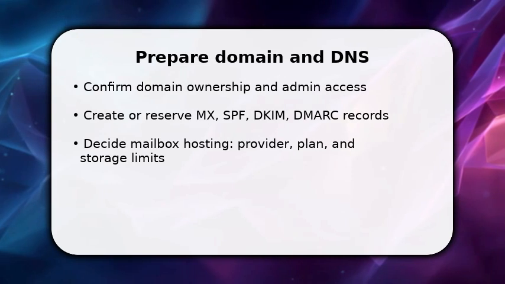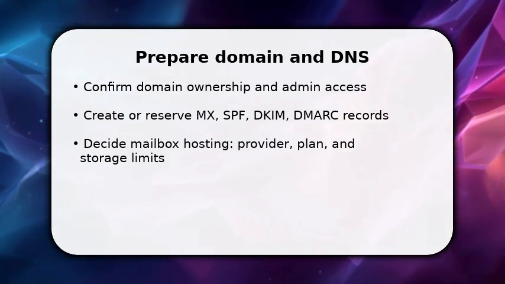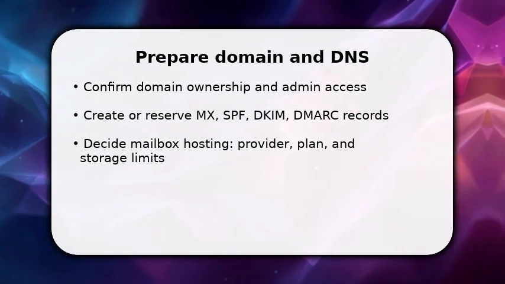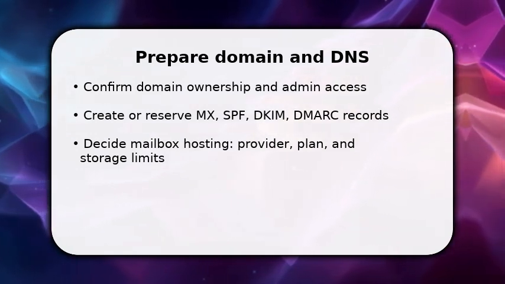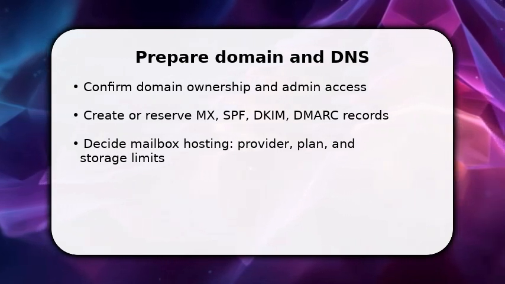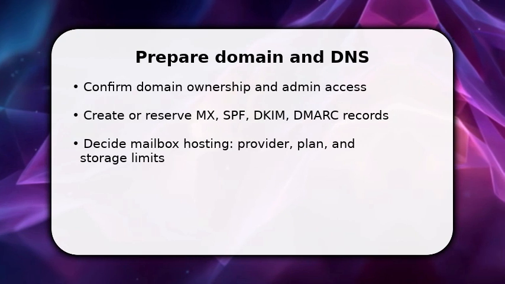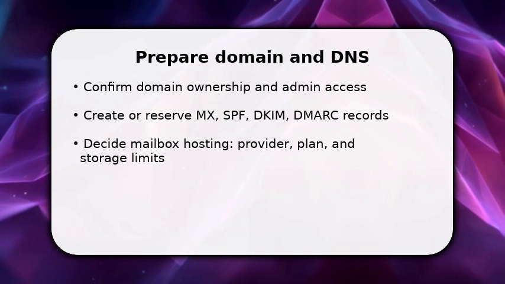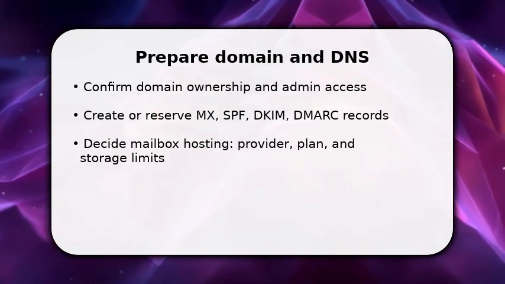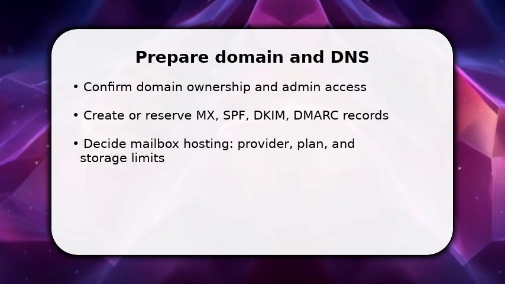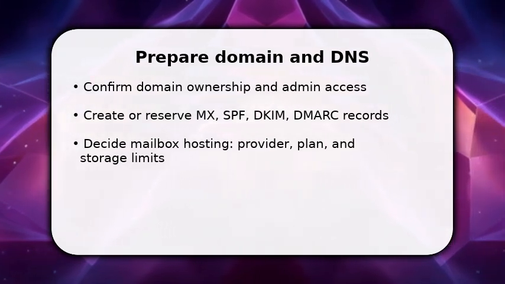You start by proving ownership and opening admin access to your domain registrar and DNS host. Once done, you create MX records to route mail and add an SPF record to authorize sending servers. This prevents spoofing. Make sure to plan DKIM keys now so messages can be signed, and set a preliminary DMARC policy to monitor. These steps matter because they establish delivery trust. Without them, your mail will be blocked or flagged as spam.